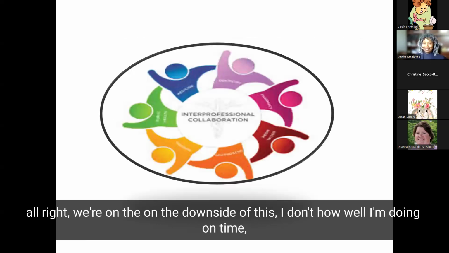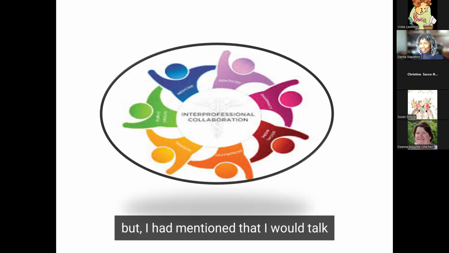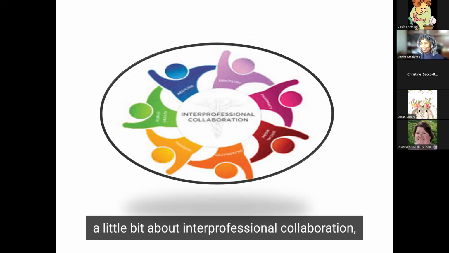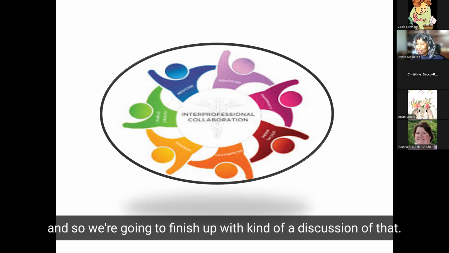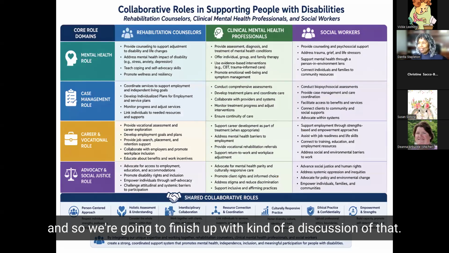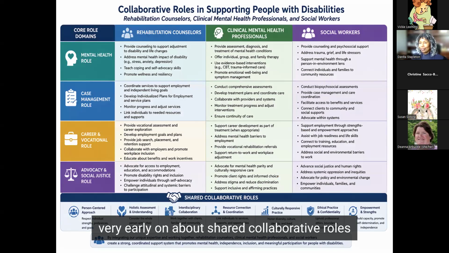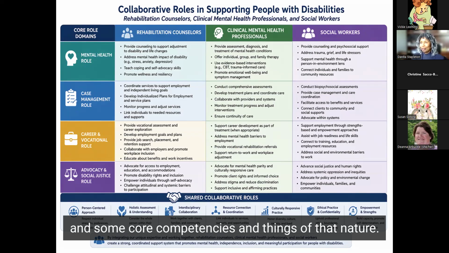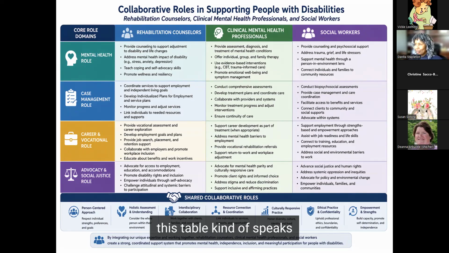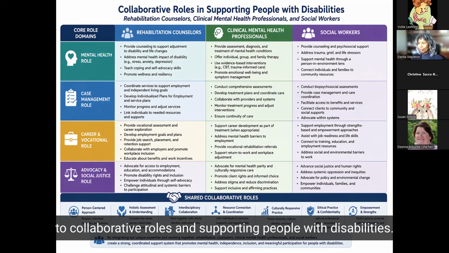All right, we're on the downside of this. I don't know how well I'm doing on time, but I had mentioned that I would talk a little bit about interprofessional collaboration. And so we're going to finish up with a kind of a discussion of that. We mentioned earlier, very early on, about shared collaborative roles and some core competencies and things of that nature. This table kind of speaks to collaborative roles in supporting people with disabilities.